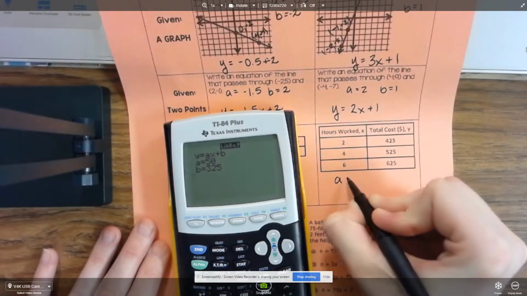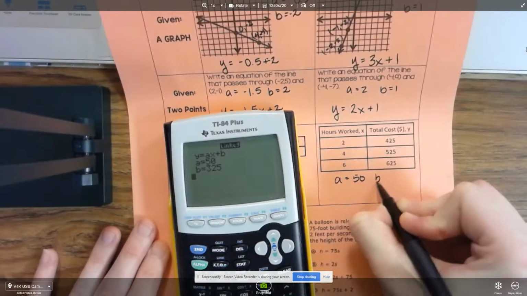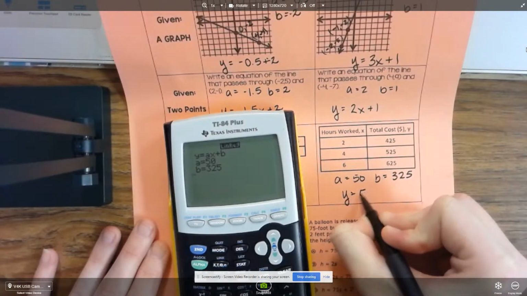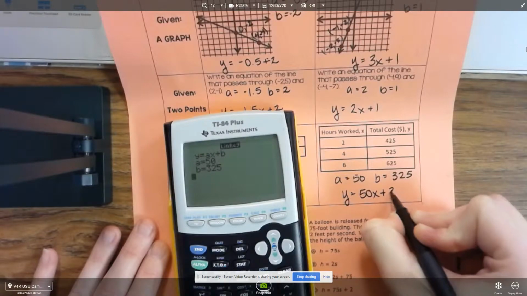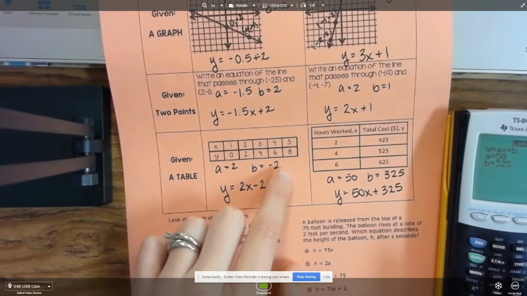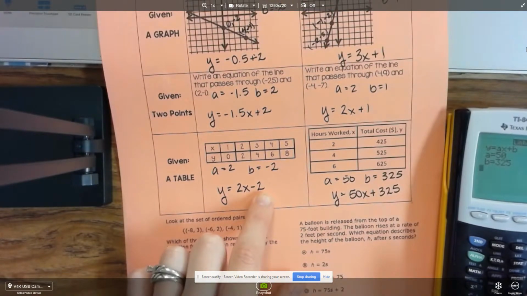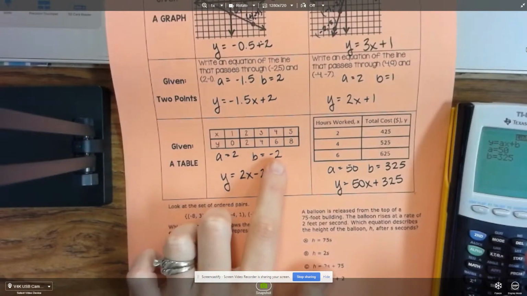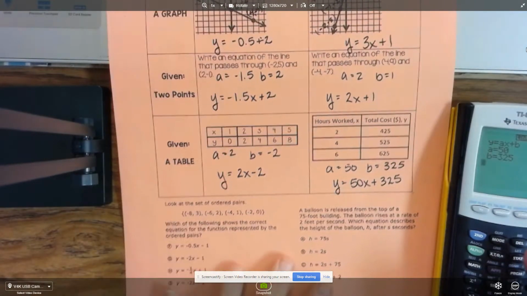For this last one, we have an a of 50 and a b of 325. So y equals 50x plus 325. Now, if you ever get a negative number here, you can see that I made it minus. It's the same thing as plus a negative. So remember that if you get a negative y-intercept.